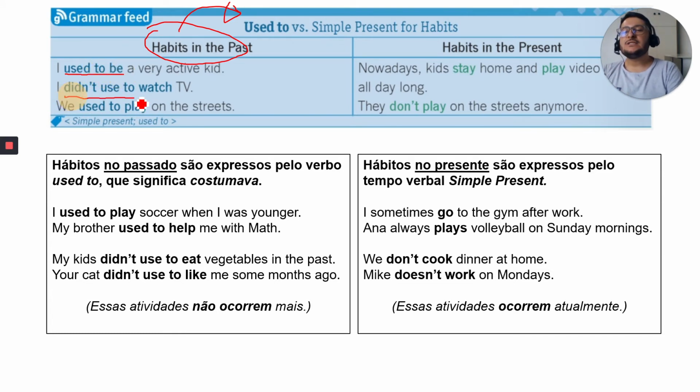I didn't use to watch TV. We have didn't here because it's a negative sentence.